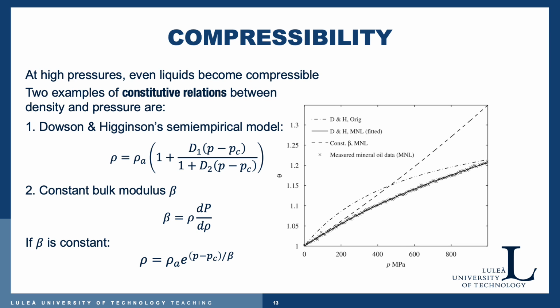But if you take the original curve, which was for another lubricant, you can see that that lubricant must have behaved quite differently, because with the dash-dot line you have the Dawson-Higginson original semi-empirical relationship, which has other parameters D1 and D2 than the ones that we fitted here.